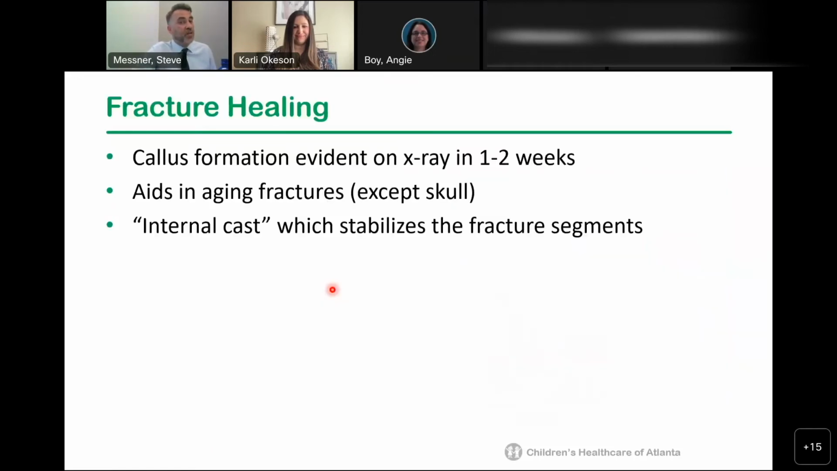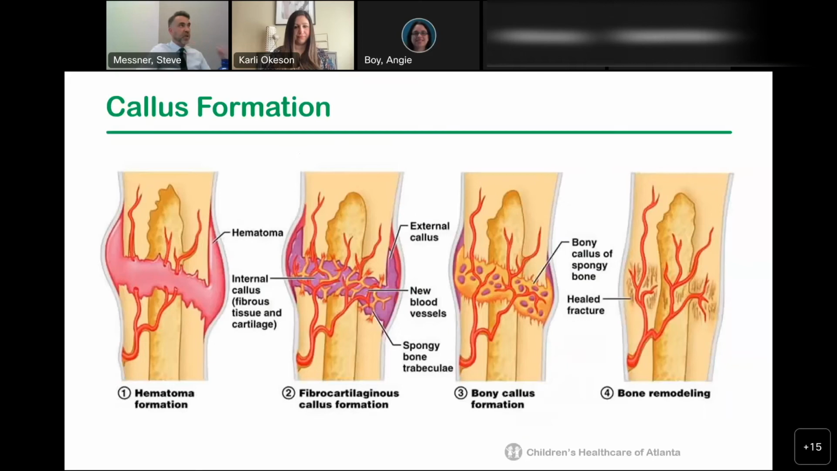Fractures do heal over time. We start to see callus on the x-rays in about 1 to 2 weeks. This will help us to age them, except for the flat bones like the skull. And this is an internal cast, which stabilizes the bone. You can see over time, you start having this bleeding initially, then you get the callus, then you get a bony callus. This is when we start seeing it on x-ray, so at about 10 to 14 days. But then over time, the bone's going to completely remodel.